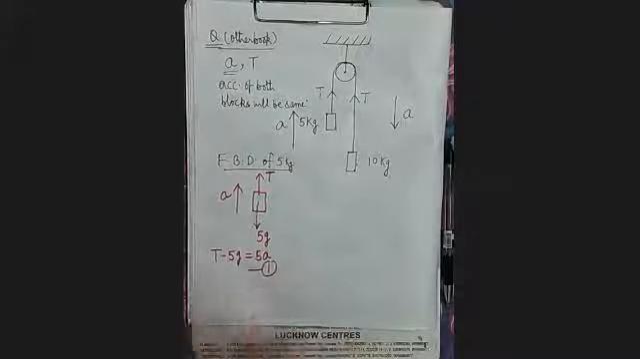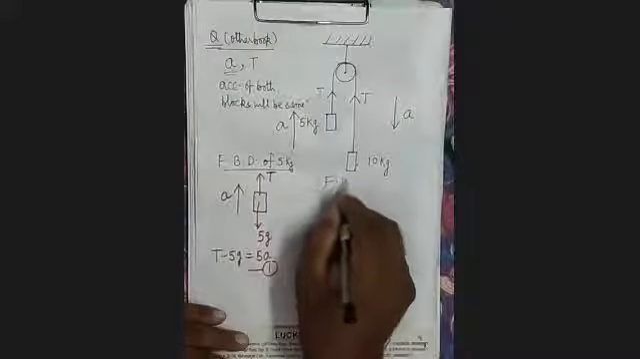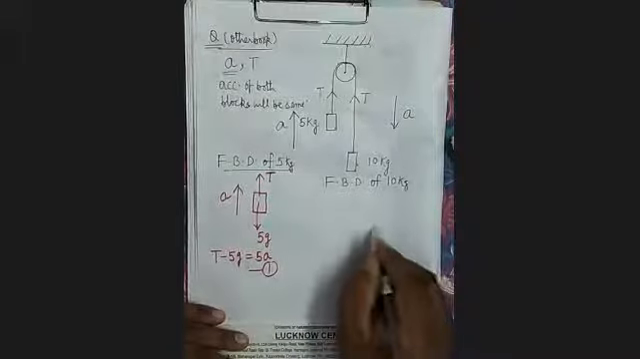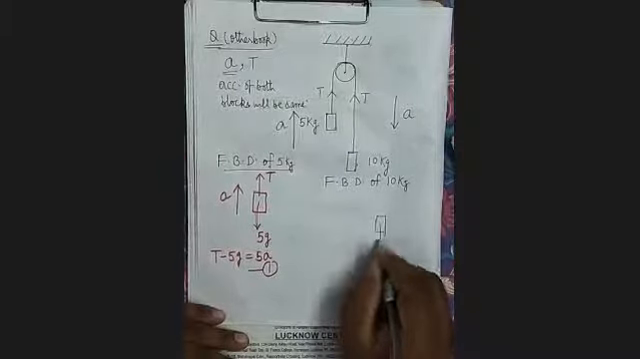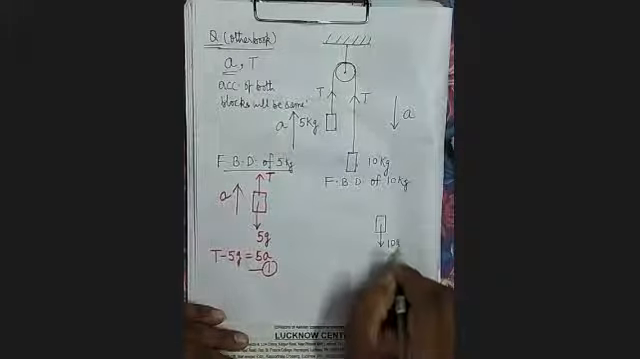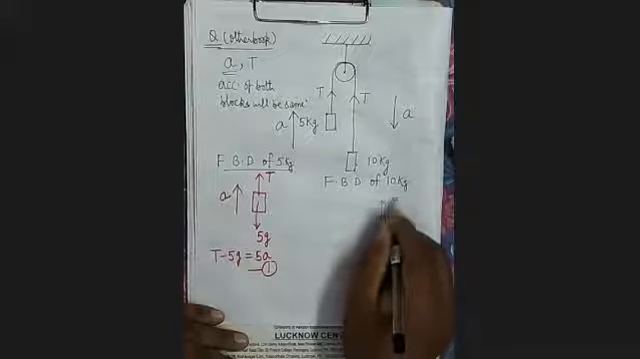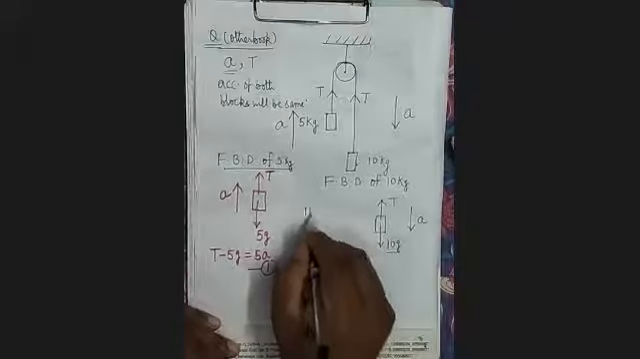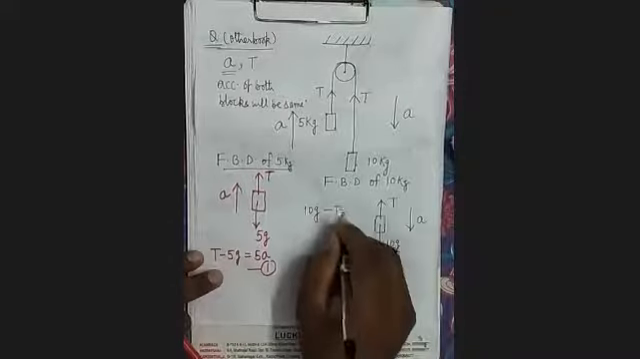Now you can see the free body diagram of the 10 kg mass. Its weight is 10g, tension is T upward, and it is moving down, therefore 10g will be bigger. So what will be the net force? 10g minus T equals 10 into a. Is it clear? Now this is the second equation.